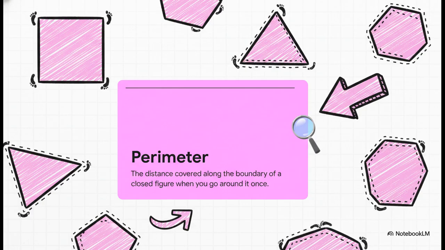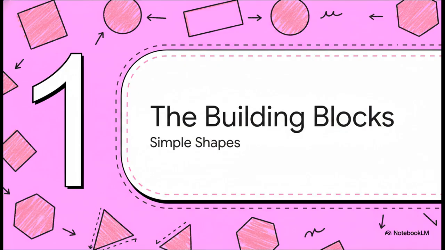The easiest way to think about it is this. It's the path you'd have to walk along the very edge of a shape to get right back to where you started. It's literally the length of the border. Okay, so let's dive in. The best way to really get a handle on perimeter is to start with the shapes we see all the time. You know, the basics.